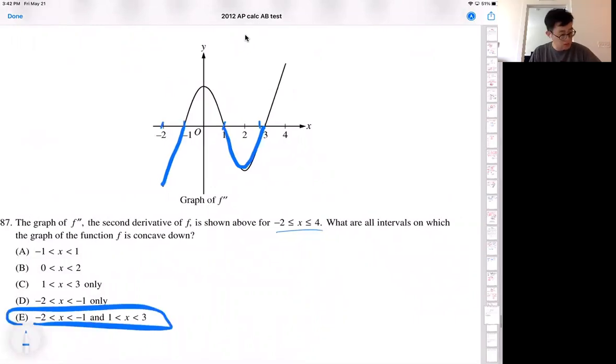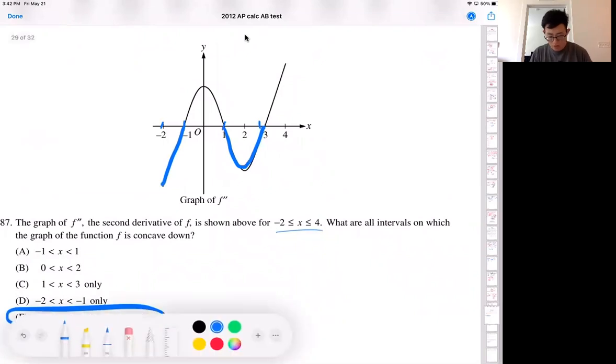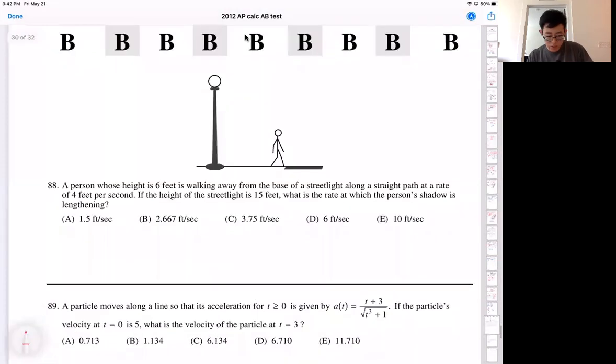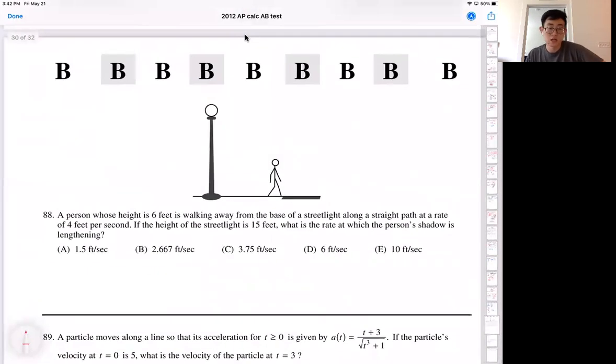So that's simple. It's just going to be E. That's probably one of the easiest questions here. Then it slowly starts to get a little bit challenging. This one, the street light question.